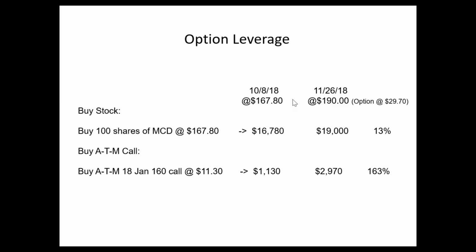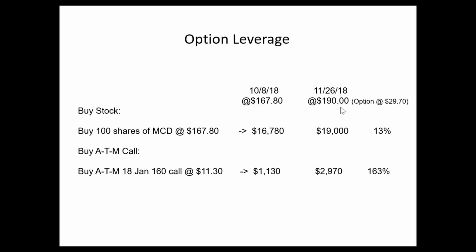Let's take a look at an at the money call. Remember, an at the money call is going to have very little time value, but a lot of intrinsic value. We're going to buy an at the money 18 January 160 call for $11.30, or $1,130 per contract.